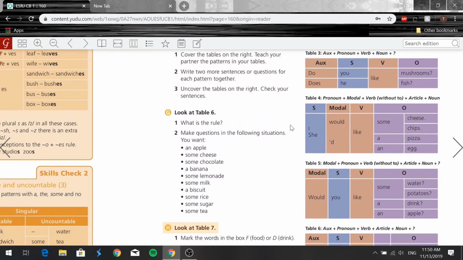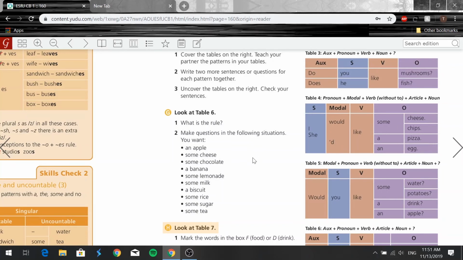Right, so we have the subject, modal. So in this case, it's either would or apostrophe d, short for would as well. But I remember you guys when I talked about the difference. Then we have the verb, like, and objects here. So some cheese, an article, and object. So some cheese, some chips, a pizza, and an egg.